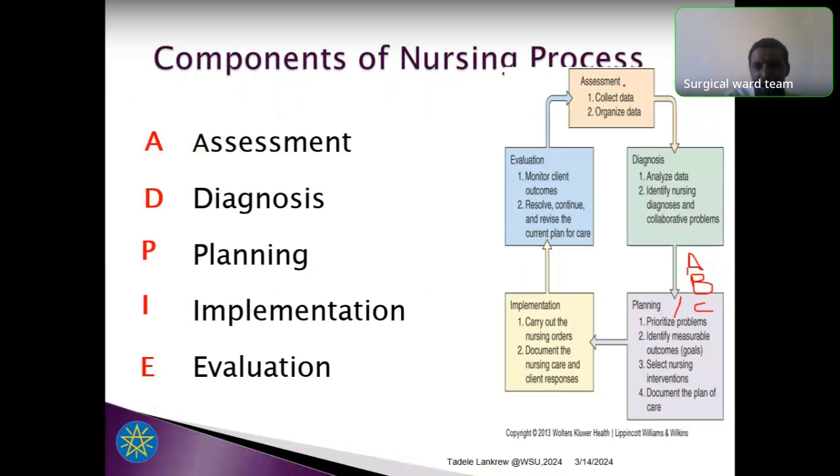After the problem is identified, what happens next? Planning: focus on the ABC method, prioritize problems, identify measurable outcomes or goals, select nursing interventions, and document the plan of care. Plan 1, plan 2, plan 3, plan 4, prioritize 1, prioritize 2, prioritize 3, ABC method: airway, breathing, circulation.